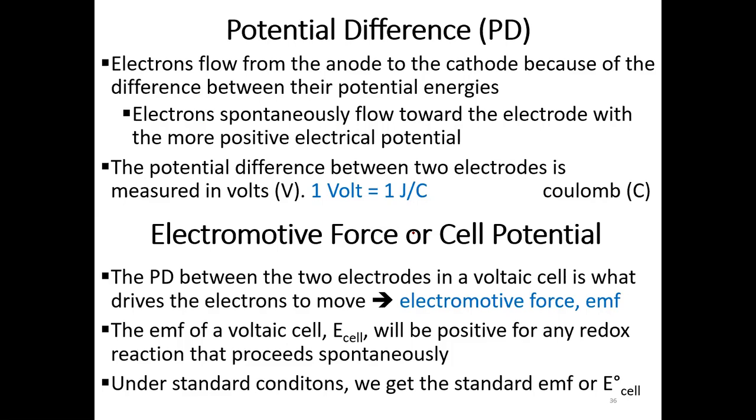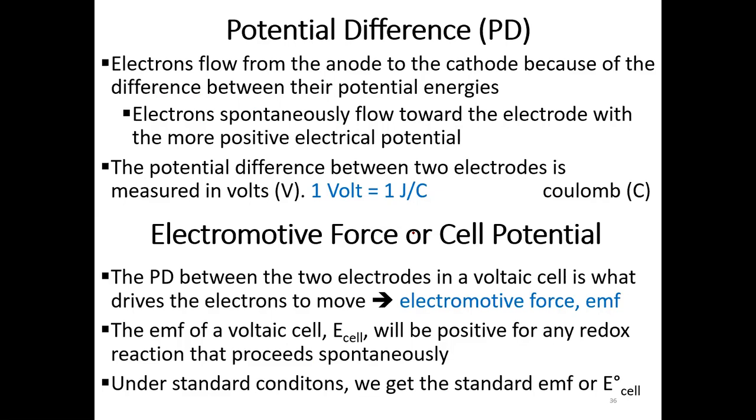Then the most important concept is the potential difference. What is potential difference? It is about the flow of electrons from the anode to the cathode because of the differences between their potential energies. Why do electrons flow from anode to cathode? Because of the difference between their potential energies. Electrons spontaneously flow towards the electrode with more positive electrical potential.